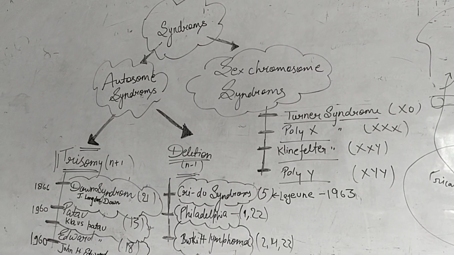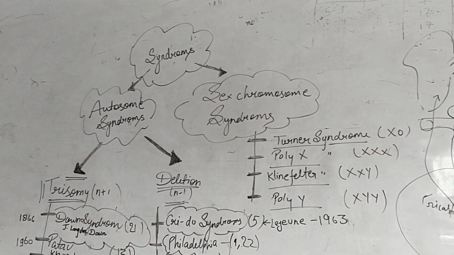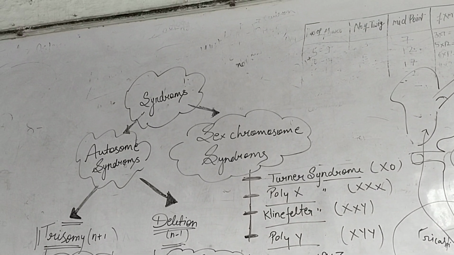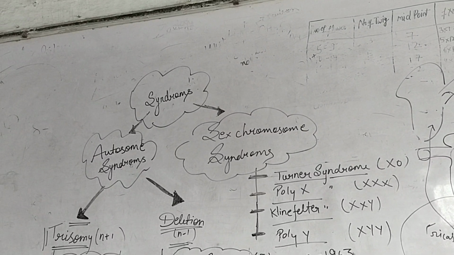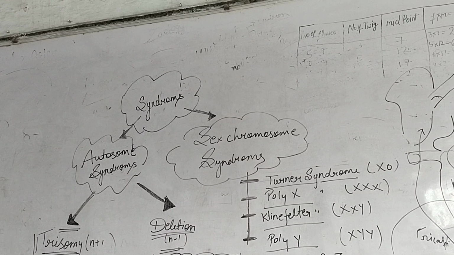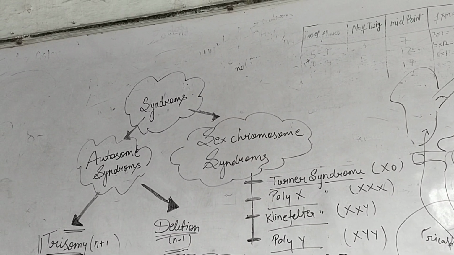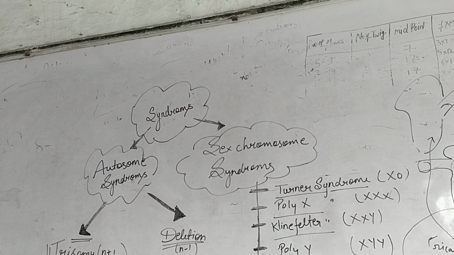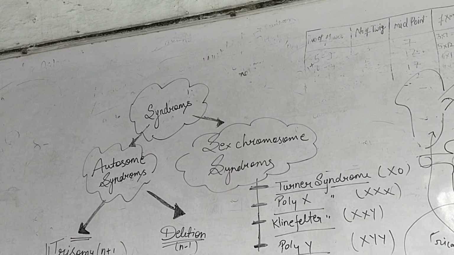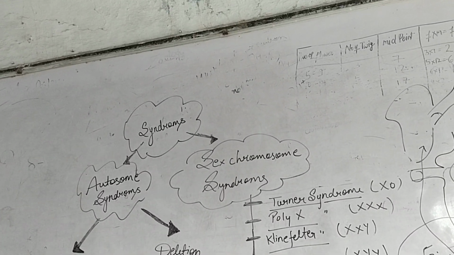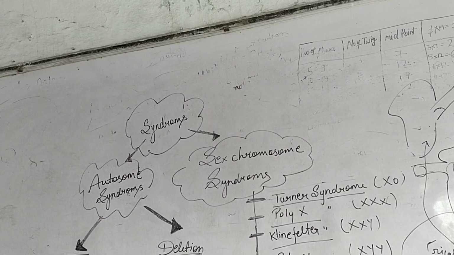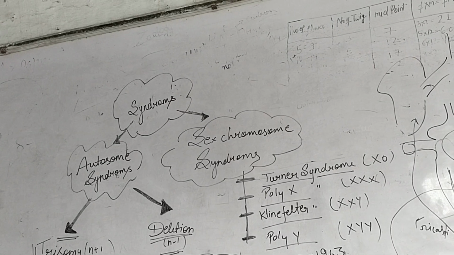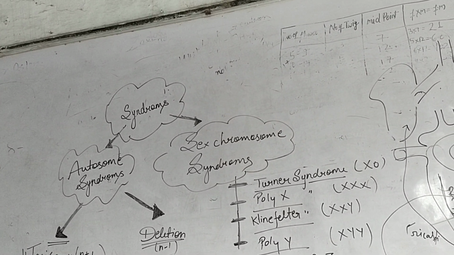In the sex chromosome related syndromes, we know these are Turner syndrome, Poly-X syndrome, Klinefelter syndrome and Poly-Y syndrome. In the case of Turner syndrome, it is most prominently seen in females, because there is a loss of one X chromosome. So one X chromosome is lost and only one X chromosome is present in the female. The second one is Poly-X syndrome: whenever the number of X chromosomes increases to more than two, it is known as Poly-X syndrome.